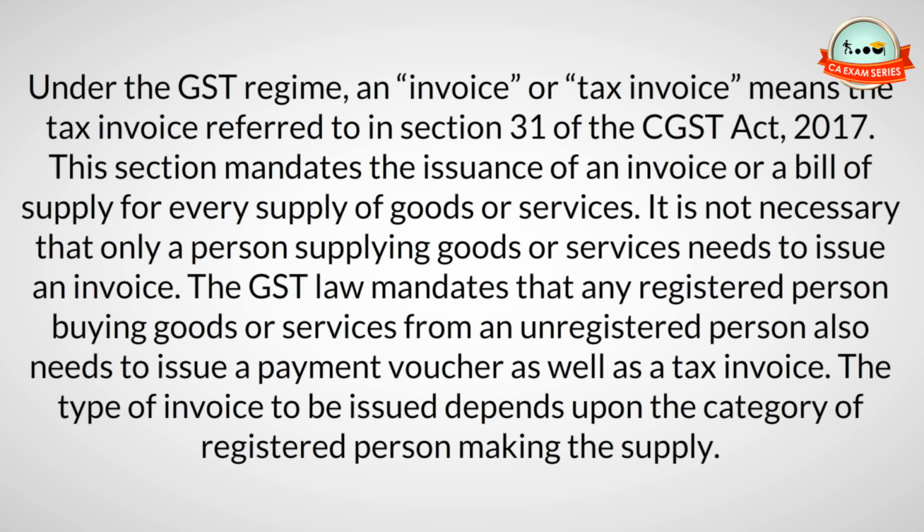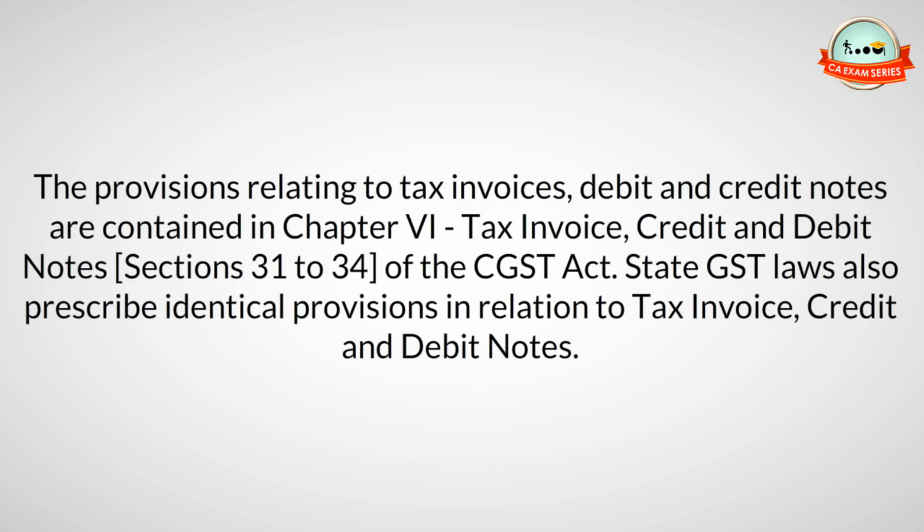The type of invoice to be issued depends upon the category of registered person making the supply. The provisions relating to tax invoices, debit and credit notes are contained in Chapter 6, Tax Invoice, Credit and Debit Notes, Sections 31 to 34, of the CGST Act. State GST laws also prescribe identical provisions in relation to tax invoice, credit, and debit notes.